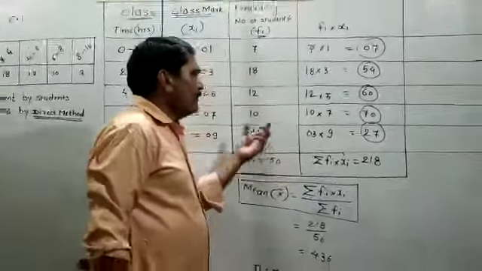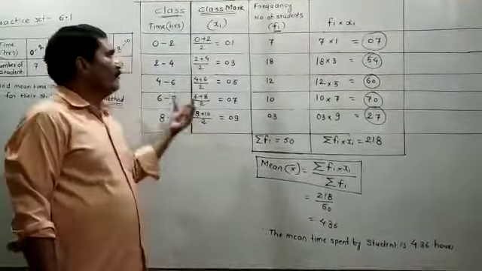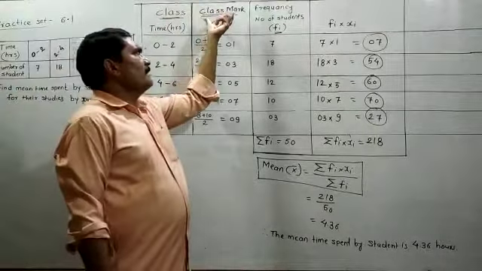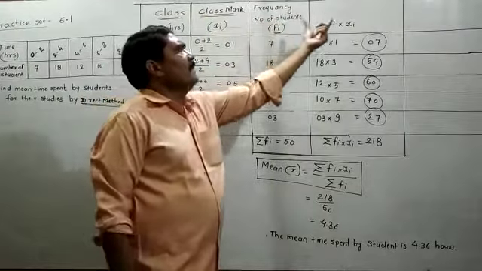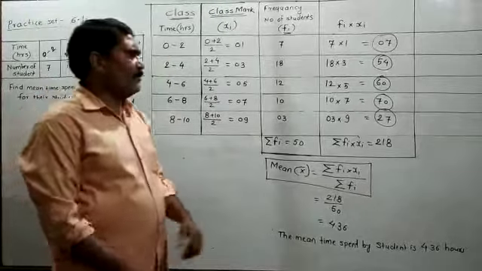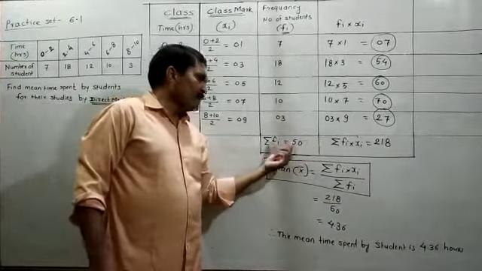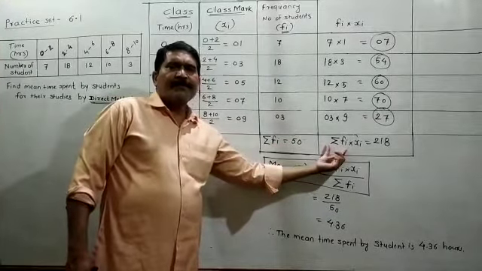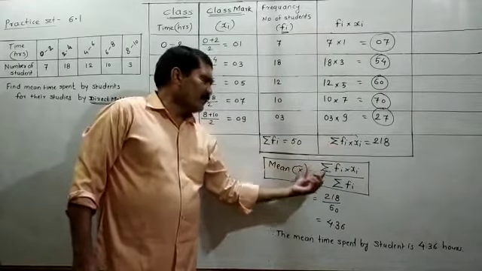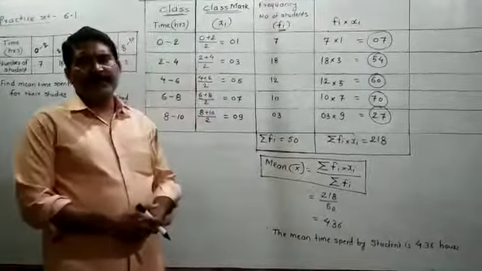In this way, you have to find the mean by the direct method. You have to prepare the chart like this: first column class, second column class mark, third column frequency, and fourth column Fi into Xi, frequency into class mark. You have to find the sum of the frequencies, and the sum of frequency into class mark, that is sum of FiXi. You put these values in the formula and find the mean. In this way you have to solve this example.